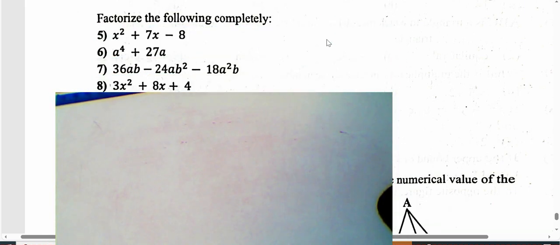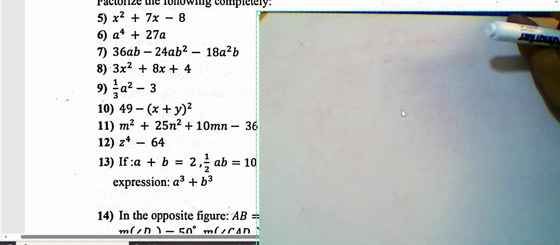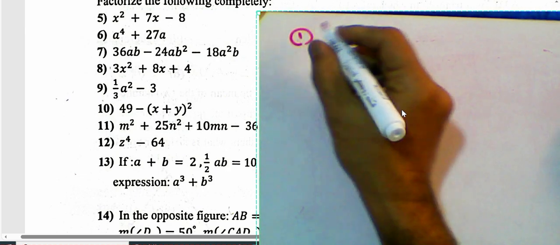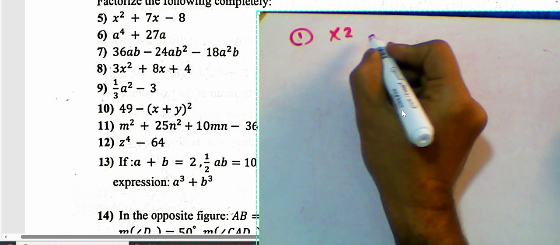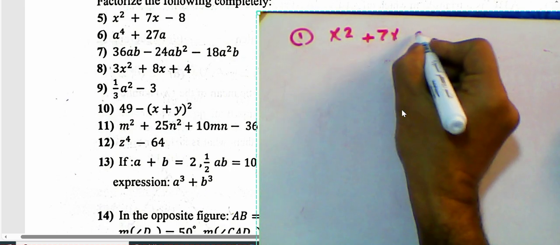Factorize the following complementary. Okay, concretely. Number 1, we have this expression x power 2 plus 7x minus 8.